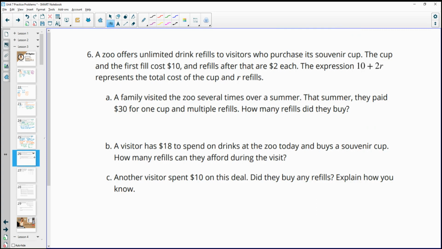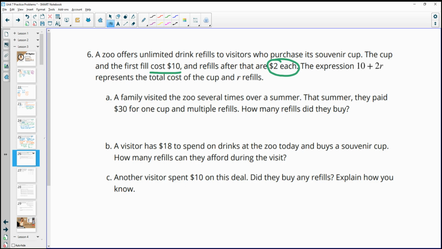Number 6, a zoo offers unlimited drink refills to visitors who purchase a souvenir cup. The cup and the first fill cost $10, then refills are $2 each. Here's the expression 10 plus 2R that represents the total cost of the cup and the refills.